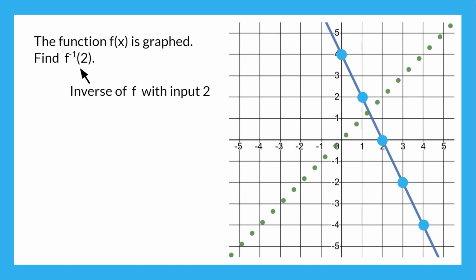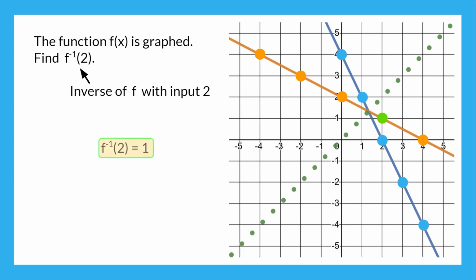The point (0, 4) swaps to (4, 0). (1, 2) swaps to (2, 1). (2, 0) becomes (0, 2). (3, -2) becomes (-2, 3). And (4, -4) becomes (-4, 4). Now that we've got these points, we can draw the inverse line. Now all we need to do is find what this inverse function outputs when you input 2. When the input is 2, the inverse of f outputs 1.